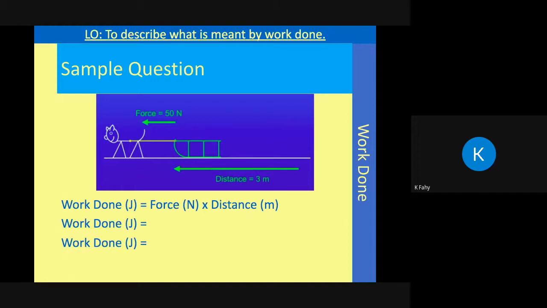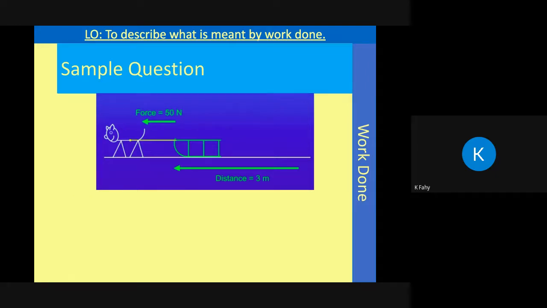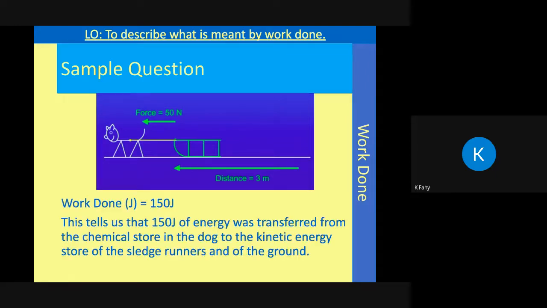Okay, so hopefully you've written down work done is force times distance. So that's 50, the force of the dog, multiplied by the 3 meters the sleigh moved. So 150 joules. Nice simple one. All right, so 150 joules.